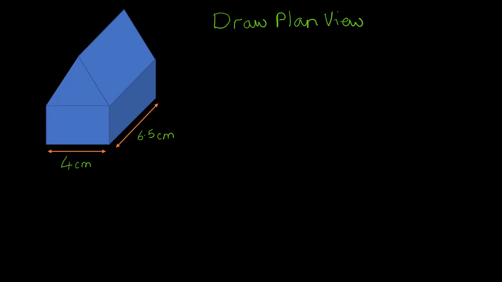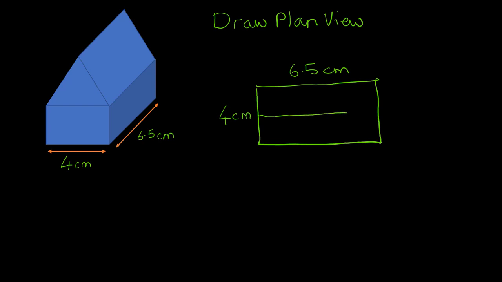And although this has got a triangular roof, if you like, on top of it, the shape that you would see would actually be a rectangle. So it would be a rectangle that was 4 centimetres one way and 6.5 centimetres the other way. So your plan view would be this rectangle here. Add a line down the middle. Again, that is to indicate that there is actually height differences because we've got that slope going on here.